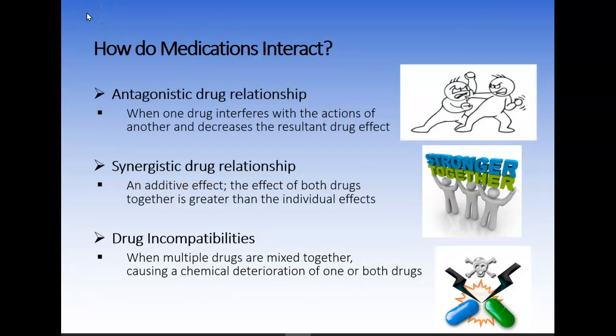Okay, so we've talked a little bit about this earlier. I talked to a few of you separately. How do medications interact? So we have the antagonistic drug relationship. That's when one drug interferes with the actions of the other, okay? And it decreases the resultant drug effect. Then we have a synergistic drug relationship. So when you take them together, they potentiate each other. And then you have a drug that's just plain incompatible.